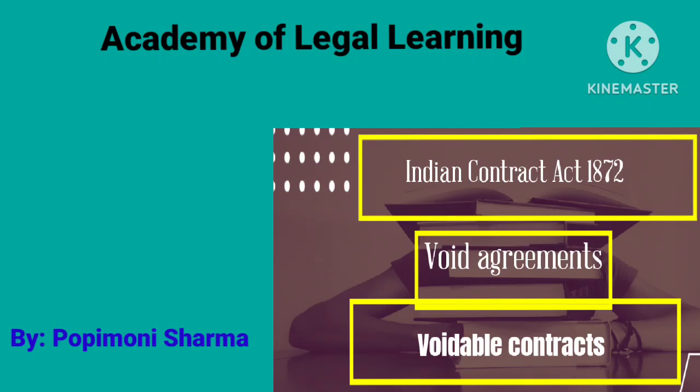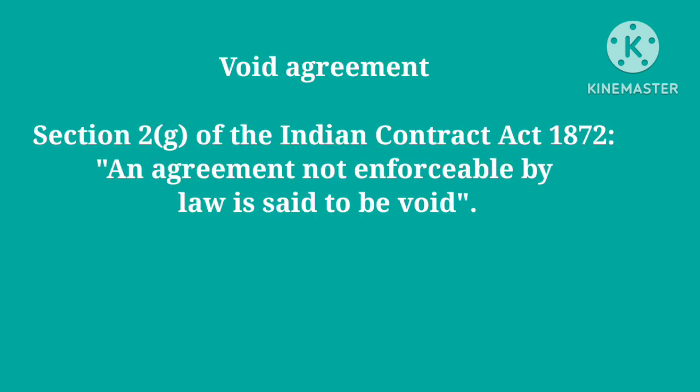Today I am going to discuss void agreements and voidable contracts under the Indian Contract Act 1872. So let's start. According to section 2(g) of the Indian Contract Act 1872, an agreement not enforceable by law is said to be void. So a void agreement is an agreement that is not enforceable by law.